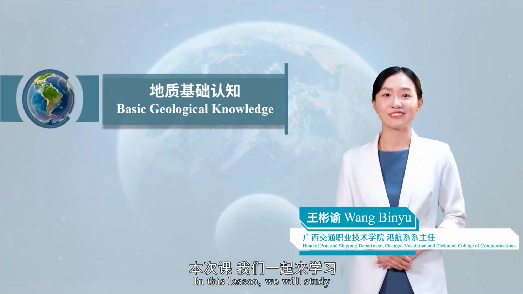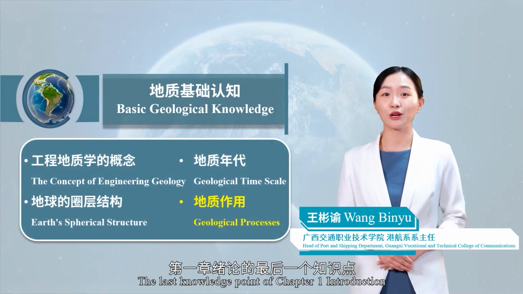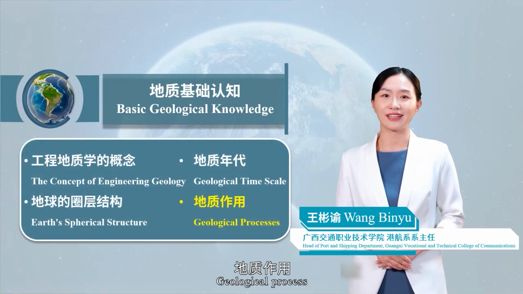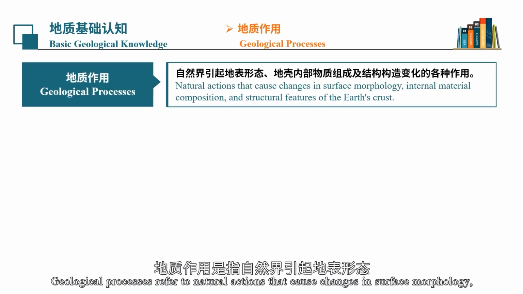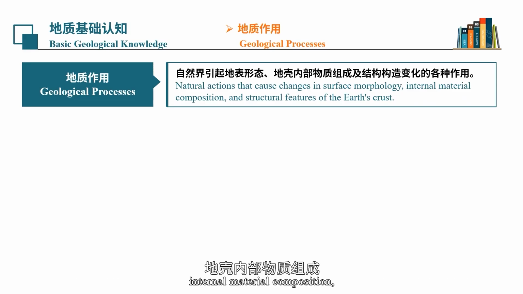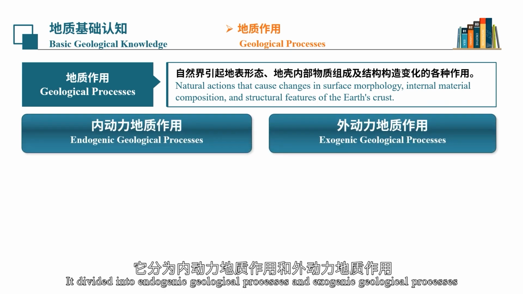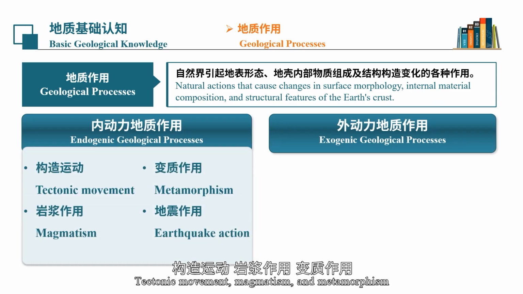In this lesson, we will study the last knowledge point of Chapter 1, Introduction: geological processes. Geological processes refer to natural actions that cause changes in surface morphology, internal material composition, and structural features of the Earth's crust. They are divided into endogenic geological processes and exogenic geological processes: tectonic movement, magmatism, and metamorphism.